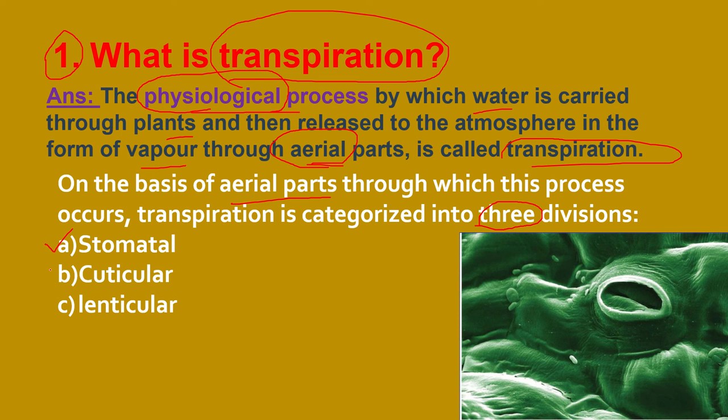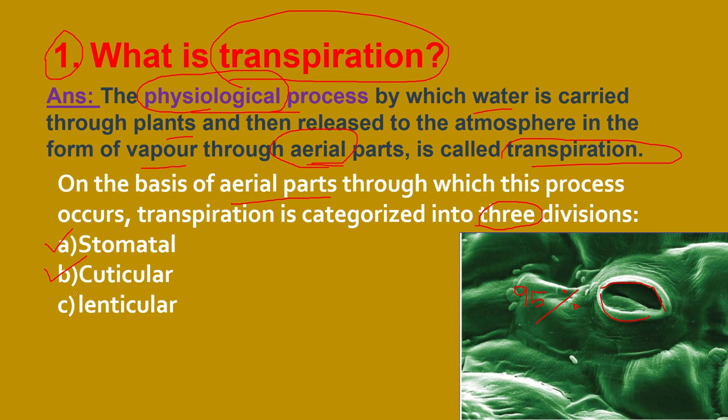Number one, stomatal transpiration. That is through a special type of opening and closing, the guard cell. This is a guard cell that is open here. Also found on young stems, sepals and petals of flower. These openings are called stomata. 95% of total transpiration in a plant occurs through the stomata. How much is this? 95%. So that means most.